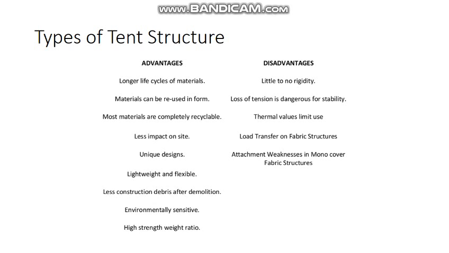And the advantage of this structure system is a longer life cycle of materials. Materials can be reused in form. Most materials are completely recyclable, less impact on site, unique designs, lightweight and flexible, less construction debris after demolition, environmentally sensitive, high strength-weight ratio. And the disadvantages of tensile structures are little to no rigidity, loss of tension is dangerous for stability, thermal values limit use, load transfer on fabric structures, attachment weaknesses in mono-cover fabric structures.